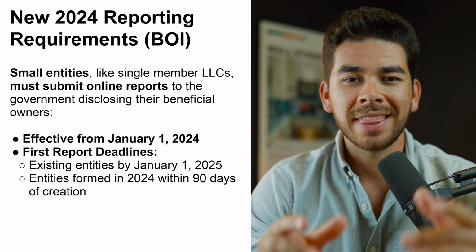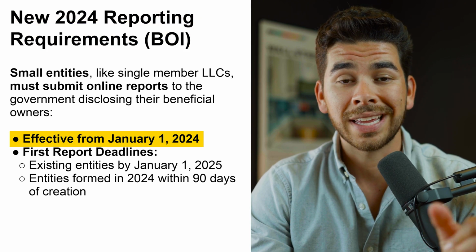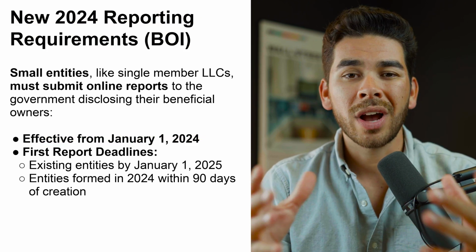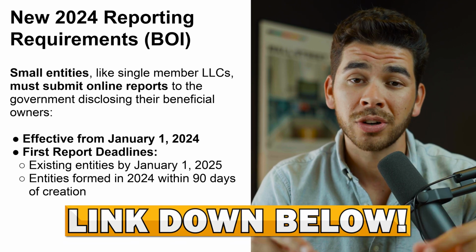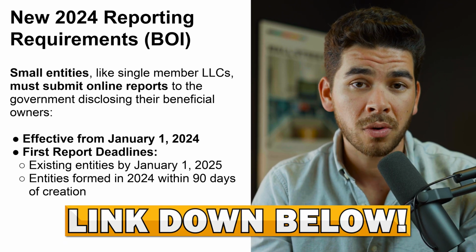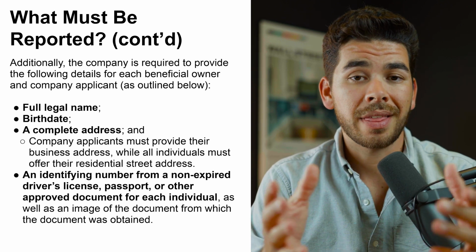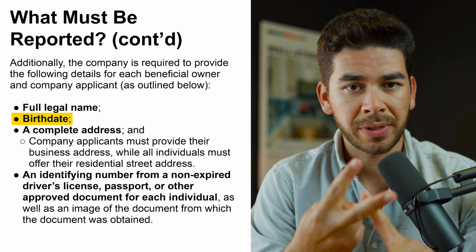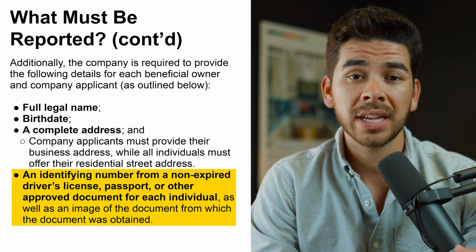Last thing before we end the video here, let's talk briefly about the BOI report that started in January of 2024. We're not going to go too into depth here because we have an entire video created on this report. Be sure to check that out. We'll leave it linked in the description below. They also might be asked to provide this information for company applicants as well. Here's the information that you're going to need: a full legal name, birth date, a complete address, and an identifying number from a non-expired driver's license or passport.